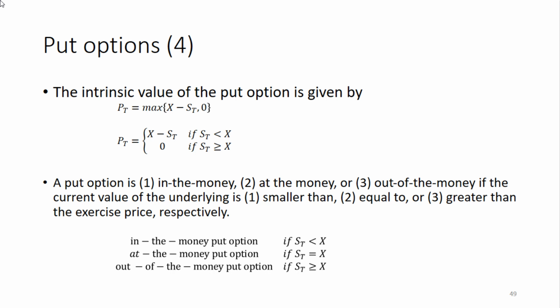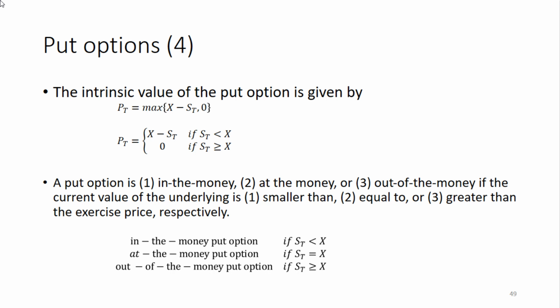So that means that if the stock price is actually below the exercise price, then this option has value X minus ST. If it's above the exercise price, then it's not attractive to exercise the put option, and the value is 0. So it's very similar to call options.